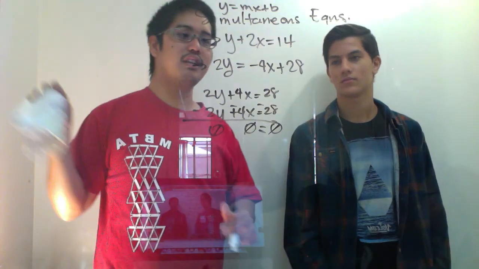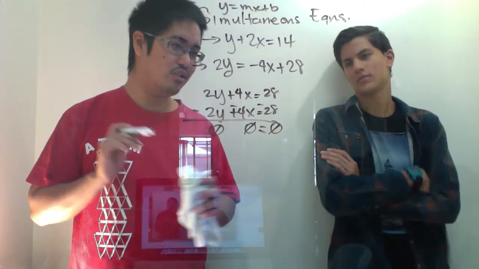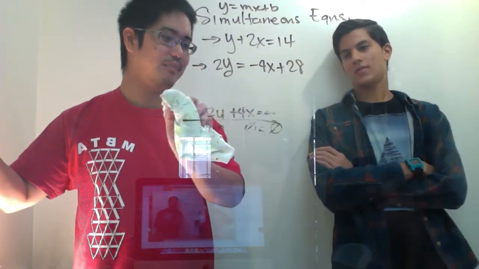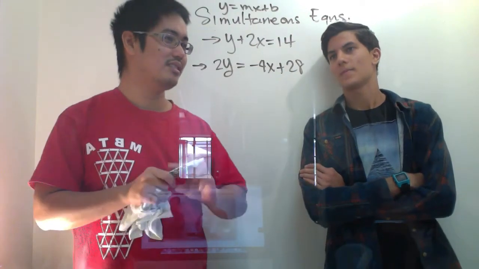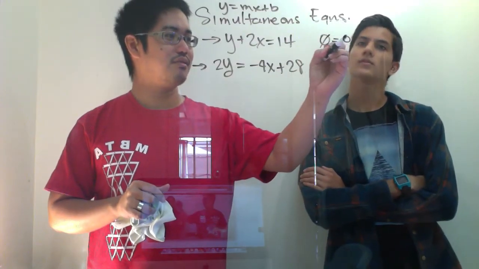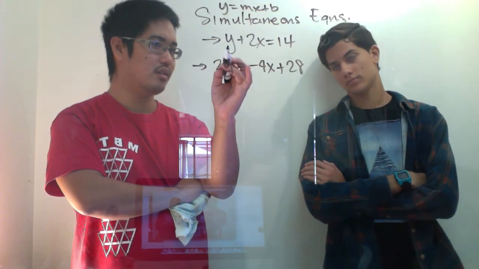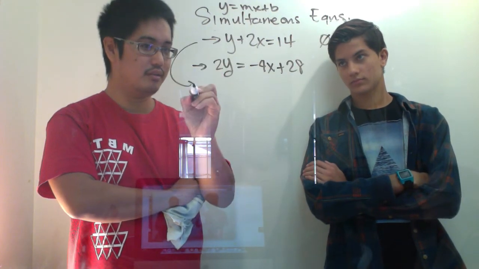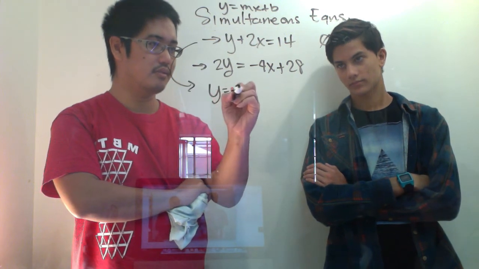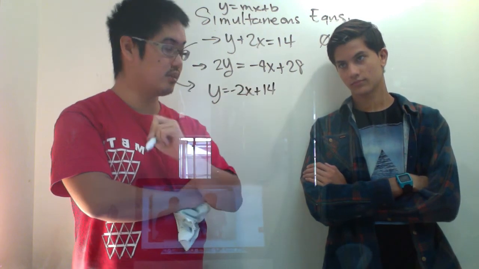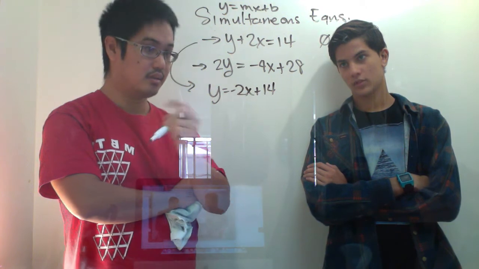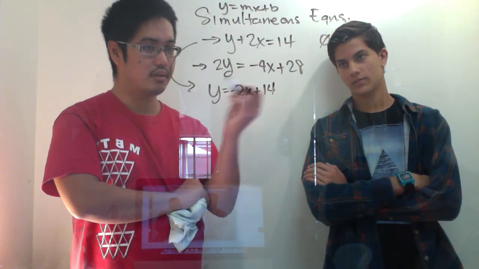The question is, when do these two lines cross? Here, let me show you the trick that I made. Let me show you how I messed with you. 0 equals 0. Okay? I'm going to solve this equation for y. Get it all by itself. Is that all right with you? Mm-hmm. Y equals negative 2x plus 14. What's the slope? 2. Negative 2. Good.